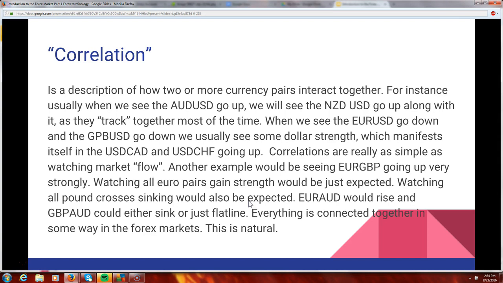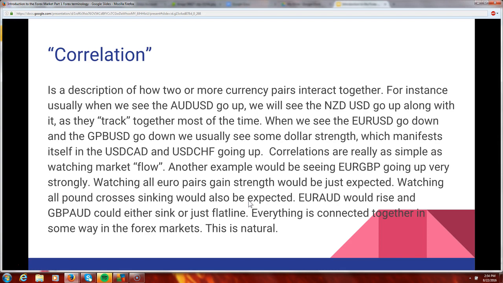So the correlations are just currency pairs being linked together and traded together in some way. Another great example would be the euro pound. If you see the euro pound going up very strong, just shooting up, flying up on the 15-minute, going crazy, and it just goes up, up and away like a beautiful red balloon, you would be watching all the euro pairs gaining strength. It's just expected, and chances are you would see it.